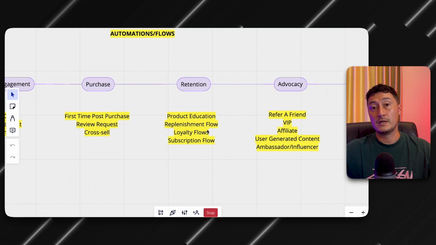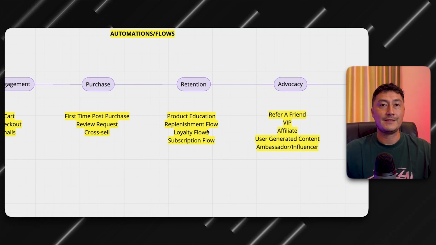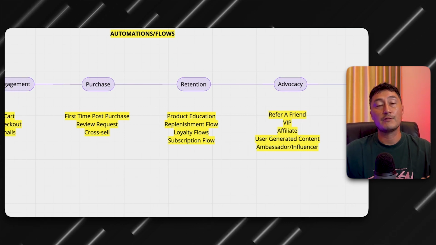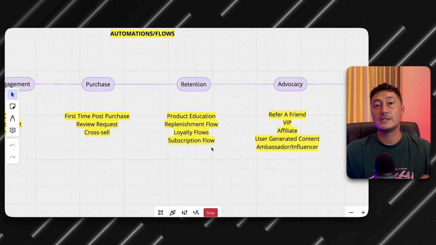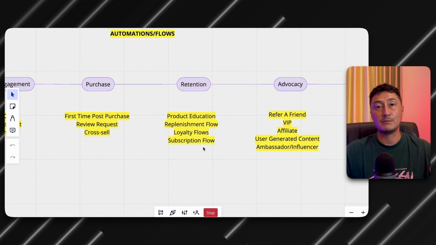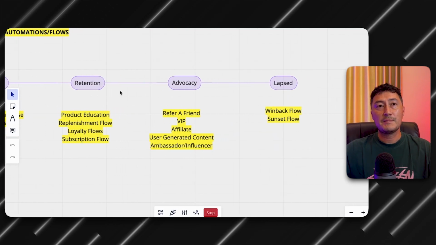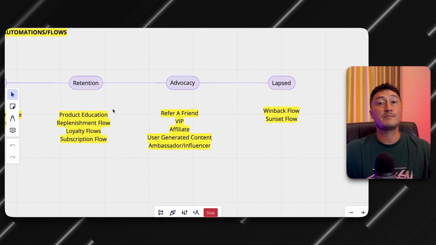So if your product is a consumable and they're going to run out, then we want to send them through a flow that reminds them to top up again. We also have things like loyalty program flows and subscription flows that will try and get people to come back and buy again.